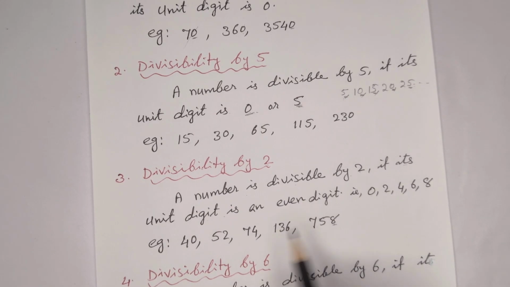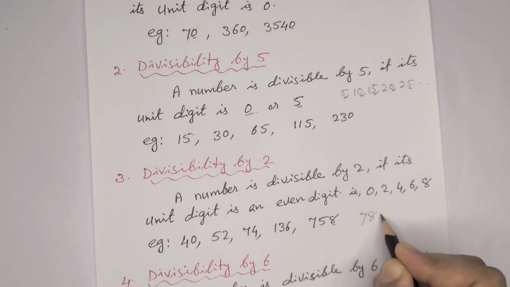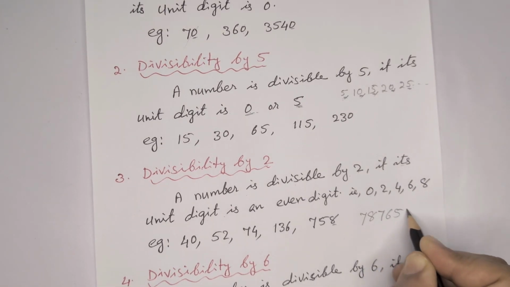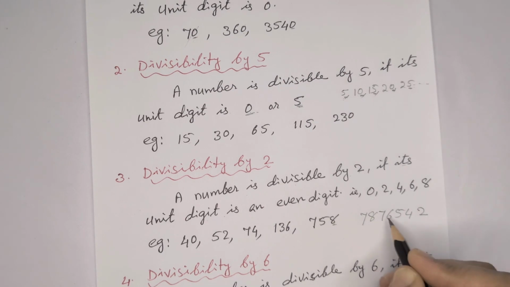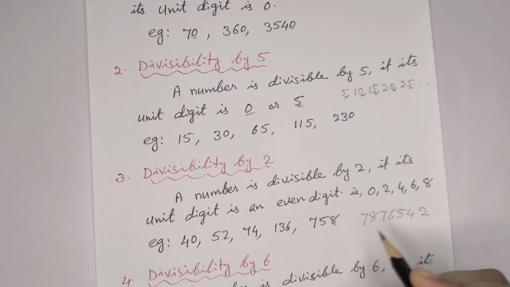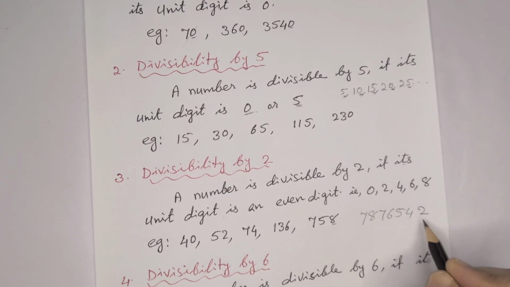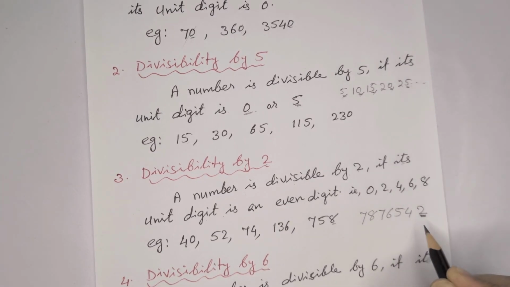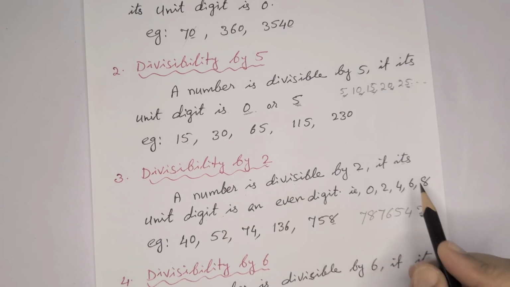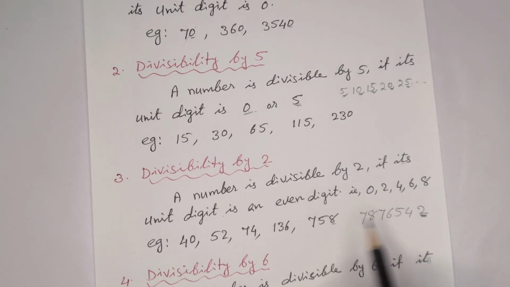The number may be big or small. Even if you are writing such a 5 digit, 6 digit or more than that, the number of digits does not matter. That means if the unit place digit is an even digit, then that big number or that given number is divisible by 2.